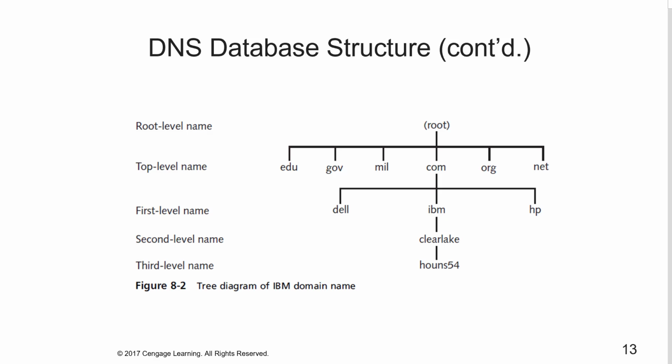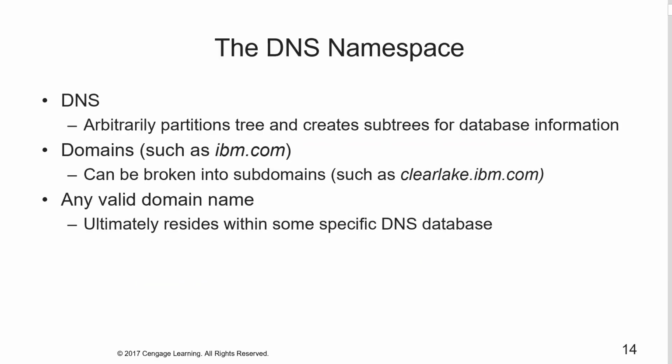While it's used for television broadcasts, .tv was originally created for Tuvalu as their country TLD, just like .us for United States. And domain names have to comply with ISO, the International Standards Organization, 3166. So the DNS namespace. DNS arbitrarily partitions trees and creates subtrees for database information. So IBM.com can be broken out into subdomains like clearlake.ibm.com.